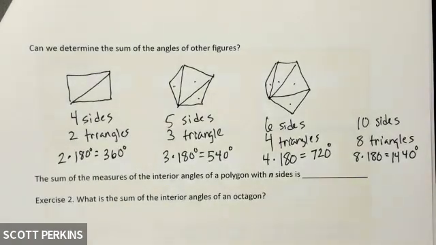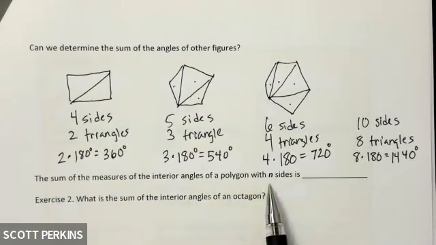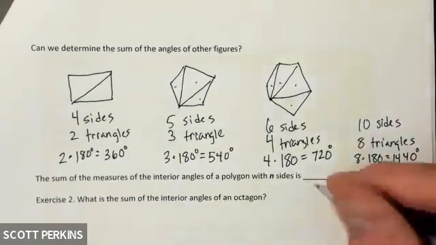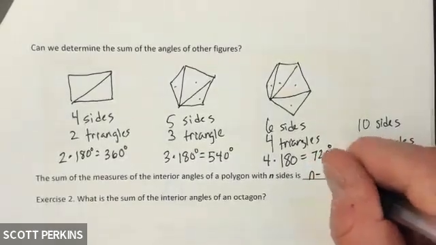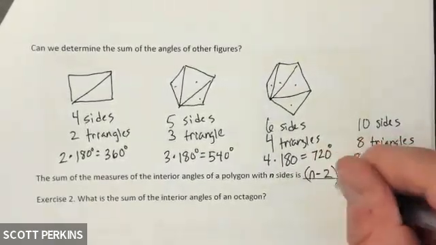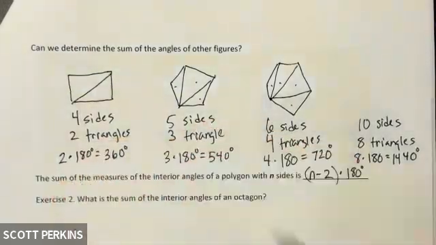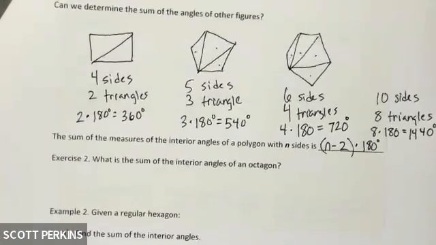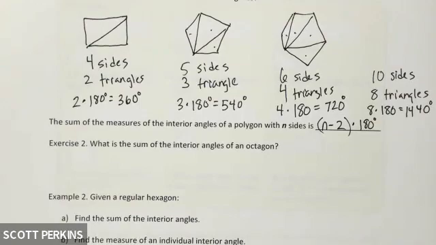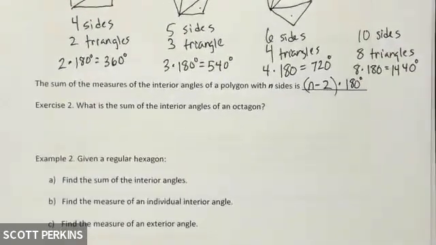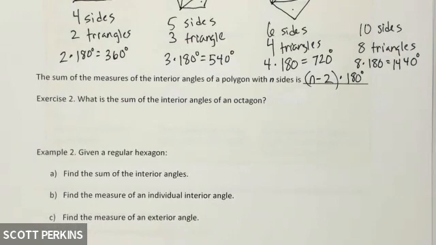Great. So the sum in general, I'm just now taking what you told me and I'm generalizing it. So you've done all the thinking. The sum of the measures of the interior angles of a polygon with n sides is given by this. You take the number of sides, n, minus 2, times 180 degrees. Okay, that's just what we did in each of those examples. So what I would like you to do is for exercise 2 right there, I've asked you, what's the sum of the interior angles of an octagon? Octagon, if you look on the previous page, has 8 sides.